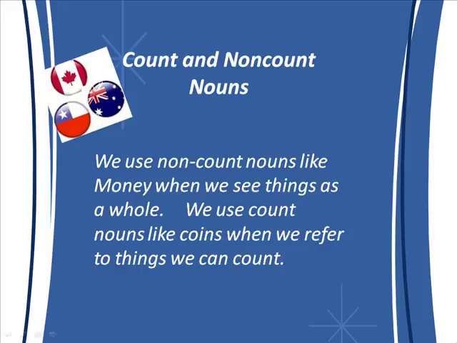Count and non-count nouns. In this case, countable or uncountable nouns. We use non-count nouns like money when we see things as a whole. We use count nouns like coin when we refer to things we can count.